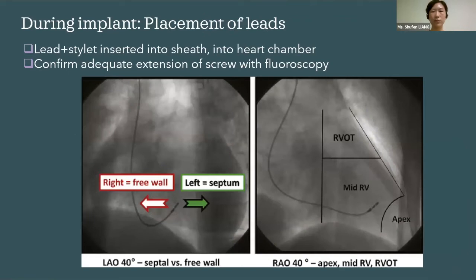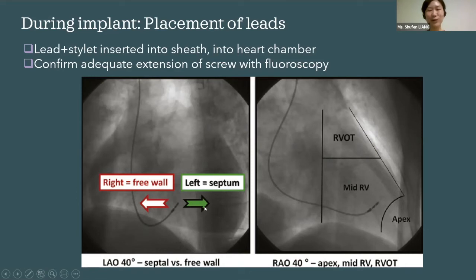Okay, so after we have access in the veins, we can put in the sheaths and then position the leads using the stylet. So sometimes you might need to take note of where the lead is positioned. So in LAO, we can see whether the lead is towards the septum or on the lateral. We want it to be on the septum.